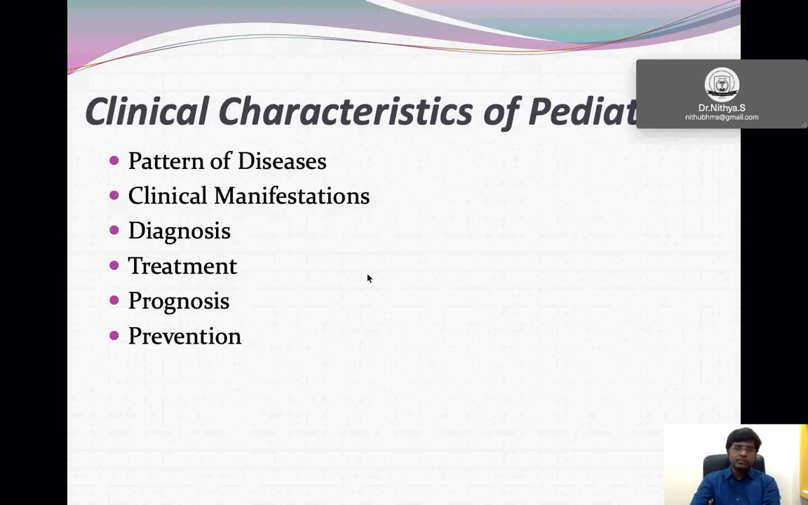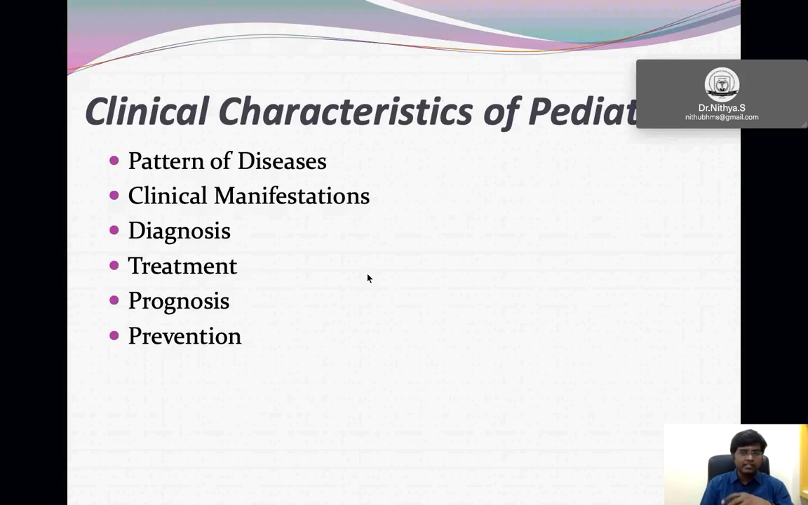And the pattern of diseases also varies. For example, the same child presenting with respiratory distress: if it's a newborn, we think of transient tachypnea of the newborn, respiratory distress syndrome, or meconium aspiration syndrome. Whereas when the child presents with respiratory distress at about 1 year of age, then you think of bronchiolitis.